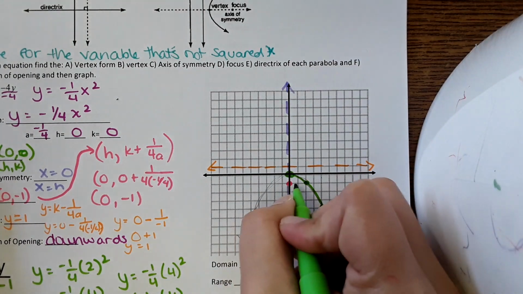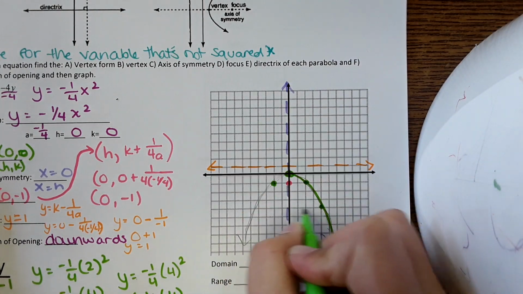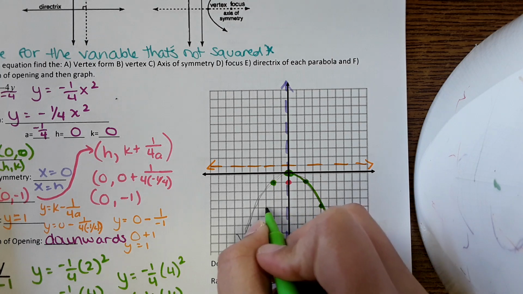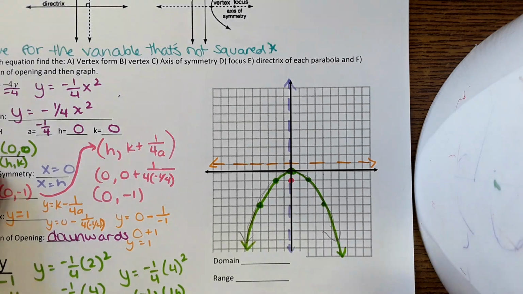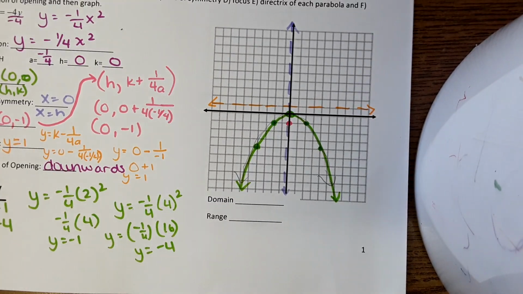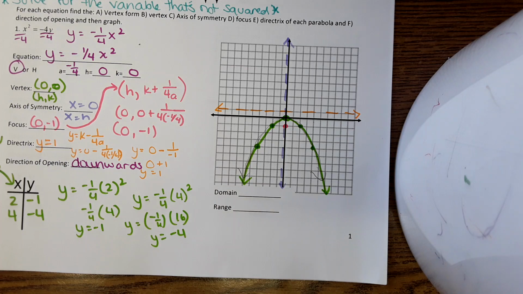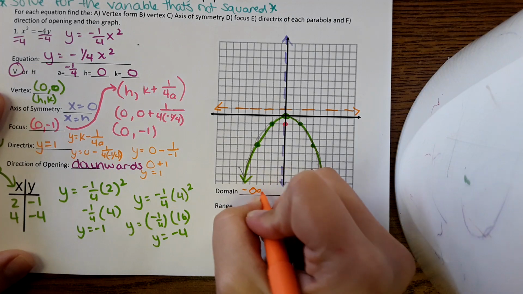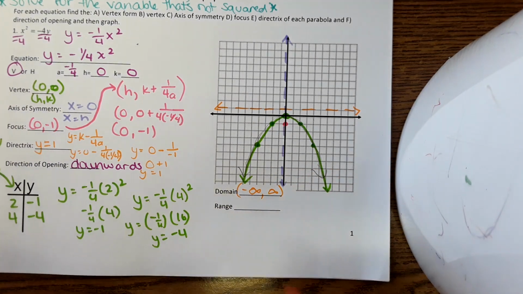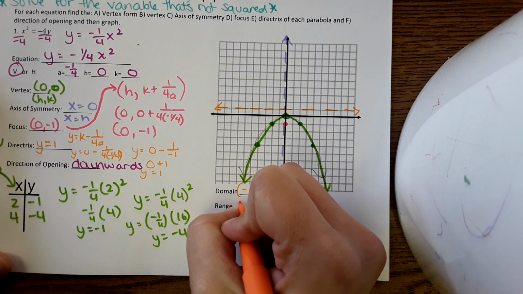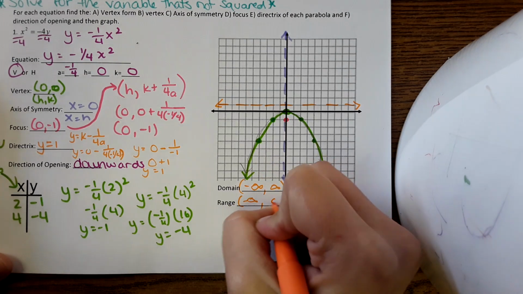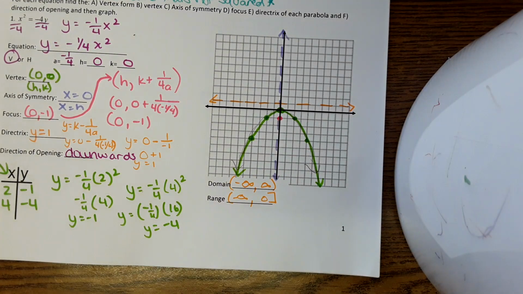And then they get reflected over that axis that we drew. There we go. And then the domain would be negative infinity to infinity, and the range would be negative infinity to 0. Next one.